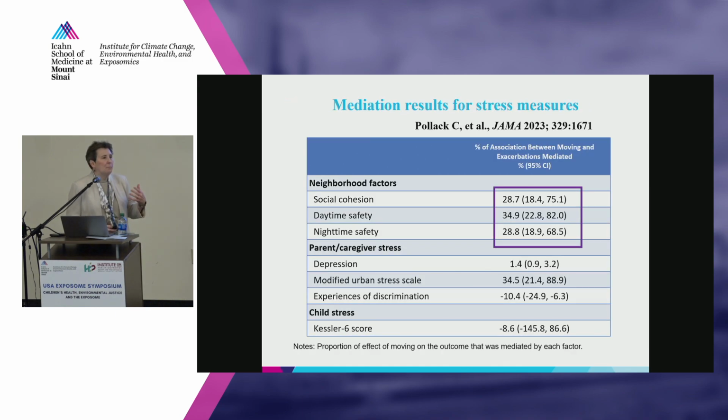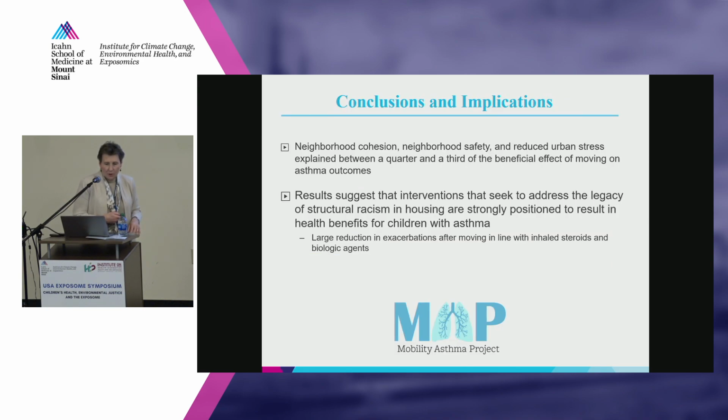And then they looked at what mediated the effects. Air pollution levels went down pre and post. They could show that allergen exposures went down pre and post, and also stress went down pre and post. And then they asked, what mediated most of the effect? Most people had been betting on the chemical exposures, the physical exposures, and it wasn't. It was the social cohesion and daytime and nighttime safety that was driving the effect. Indeed, neighborhood cohesion, safety, and reduced urban stress explain between 1/4 and 1/3 of the effect.